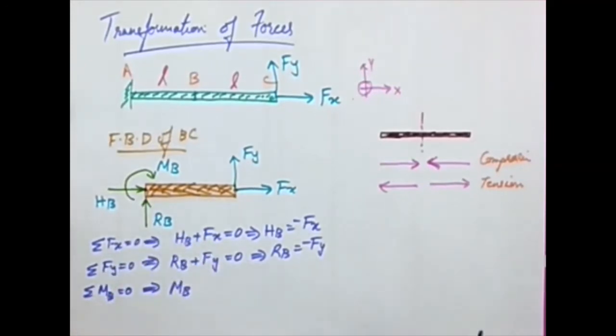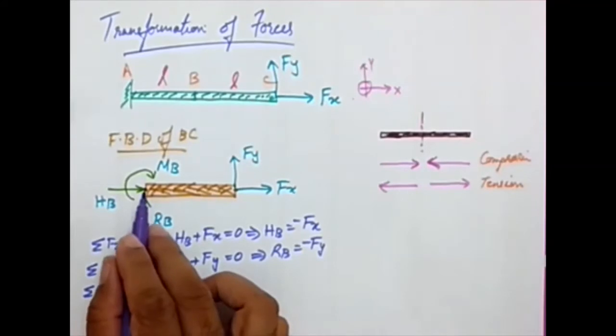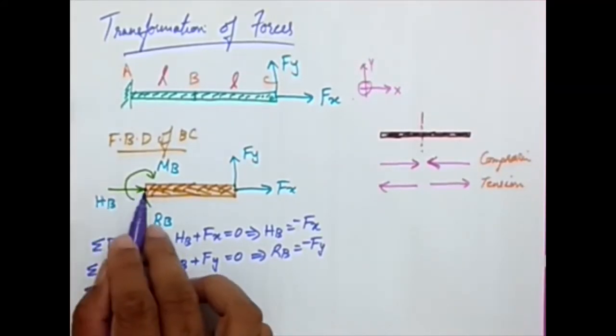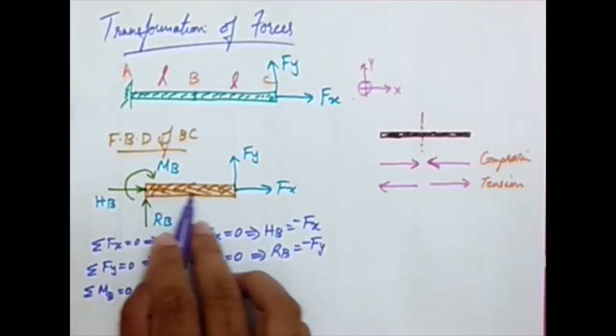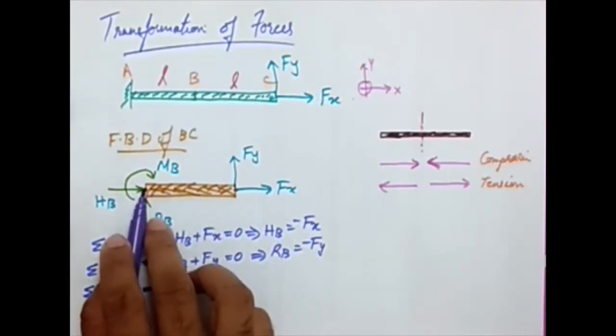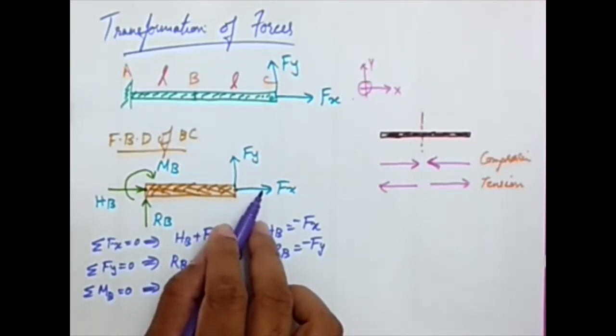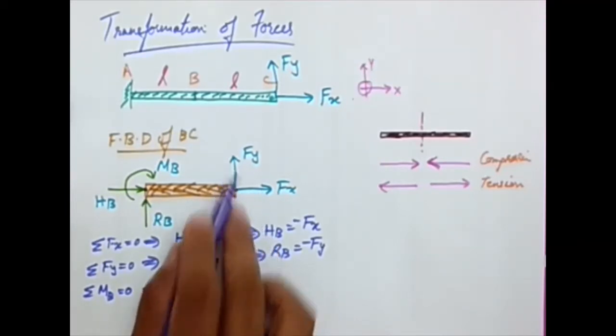And what are the other forces that are creating moment at point B? RB is passing through the point, so lever arm is 0, moment contribution is 0. HB is passing through the point, moment contribution is 0. Fx is also passing through the point, the line of action is passing through the point, so the contribution of Fx is also 0, but Fy will contribute.